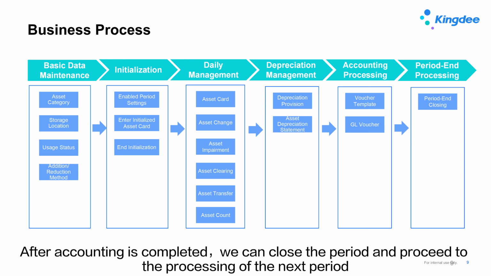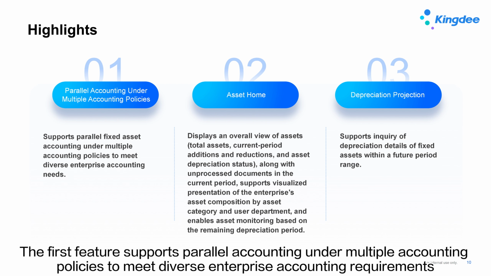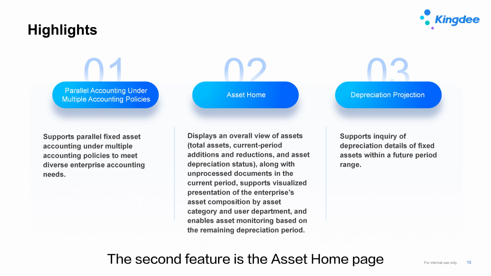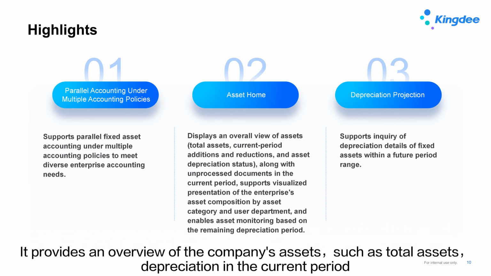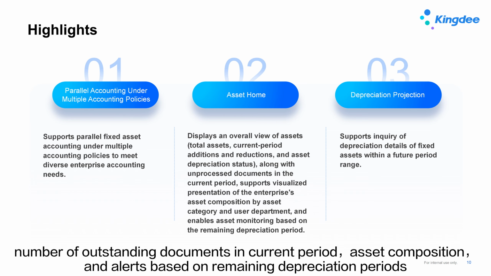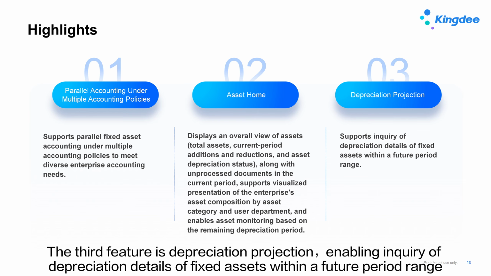The system has 3 key features. The first feature supports parallel accounting under multiple accounting policies to meet diverse enterprise accounting requirements. The second feature is the asset homepage. It provides an overview of the company's assets, such as total assets, depreciation in the current period, number of outstanding documents in current period, asset composition, and alerts based on remaining depreciation periods. The third feature is depreciation projection, enabling inquiry of depreciation details of fixed assets within a future period range.